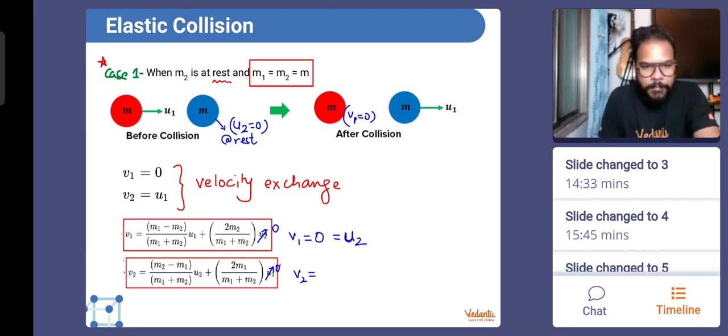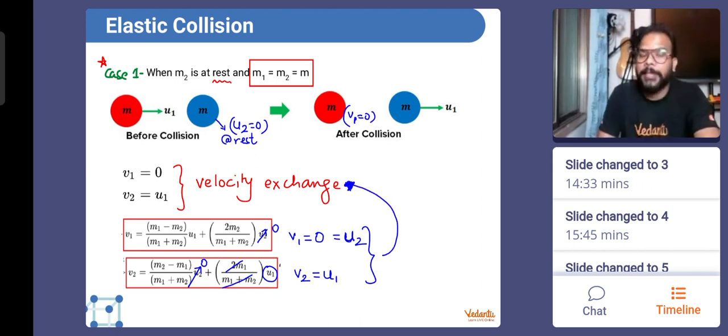And if you look at v2, this part is 0 anyway. m2 minus m1, sorry, u2 has become 0. My bad, u2 is 0. This part becomes 0. So here you will put 2m upon m plus m. So 2m by 2m cancels. Only u1 is left. So v2 becomes equal to u1. So you can say that their velocities will exchange.